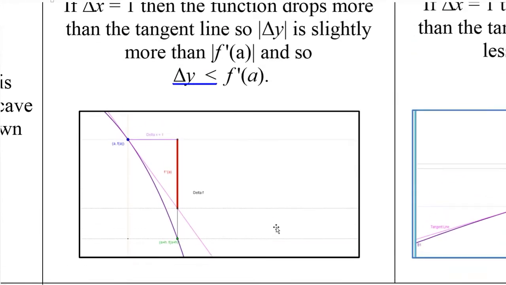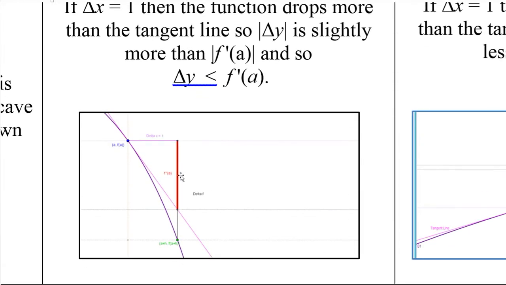Well, that's reversed when we have a concave down function. So here's a concave down function, and the tangent line is above the graph. And so here we see as we go to the right one, the function is dropping down more than the tangent line. So the absolute value of delta y is bigger than the absolute value of the slope.